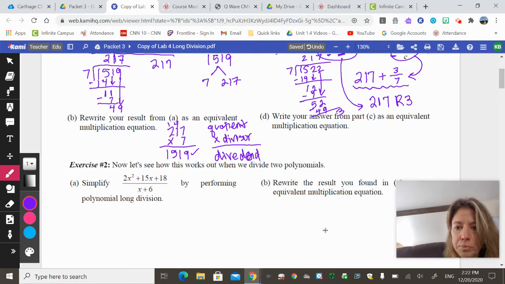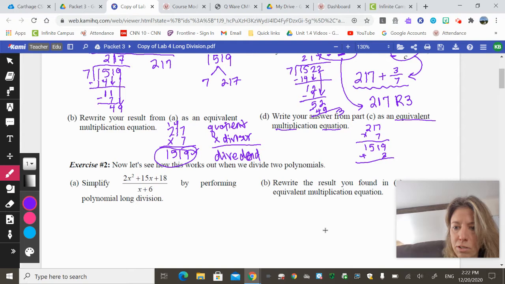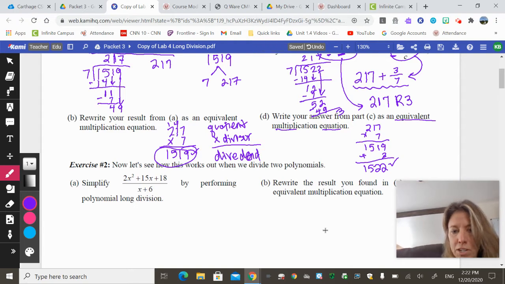And we can also write as an equivalent multiplication equation. So in this case, again, we do the 217, if we want to check our answer, times 7. I'm just going to steal my answer from over here. I already know it's 1519. And then what I would do is I would add the remainder to get 1522, and then check. So now it's quotient times divisor plus remainder would equal dividend if there's a remainder.